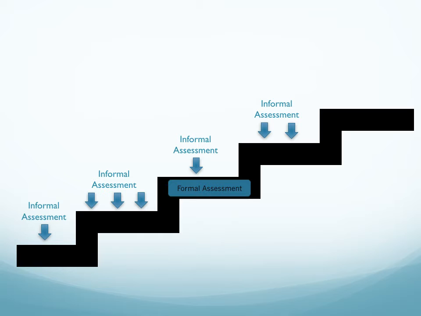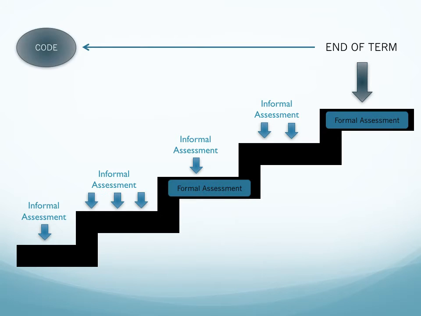Now, most subjects have more than one formal assessment for the term, so you'd carry on with informal assessment and then your formal assessment, which takes us to the end of the term. In some cases, the end of the year, but here we're just looking at the end of the term. And that gives you your term code.